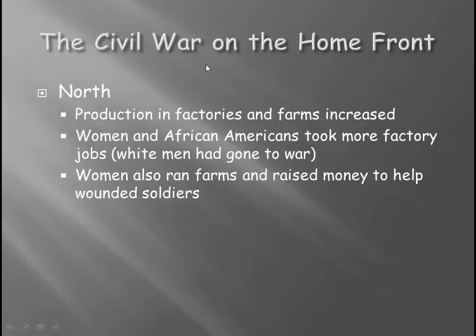Right? But what you need to know about is what changes on the home front. Okay, so three things. We're going to look at the North, what happens on both sides, and then the South, and then you guys are free to go. Well, what happened in the North? Pretty simple. Production in factories and farms increased dramatically. We're in a wartime economy, and we're producing wartime goods, right? Men are going to war, so women and African Americans took more factory jobs. Why? Because the men are gone, right? Women also ran farms and raised money to help wounded soldiers. So women are contributing a lot during the war effort, okay?